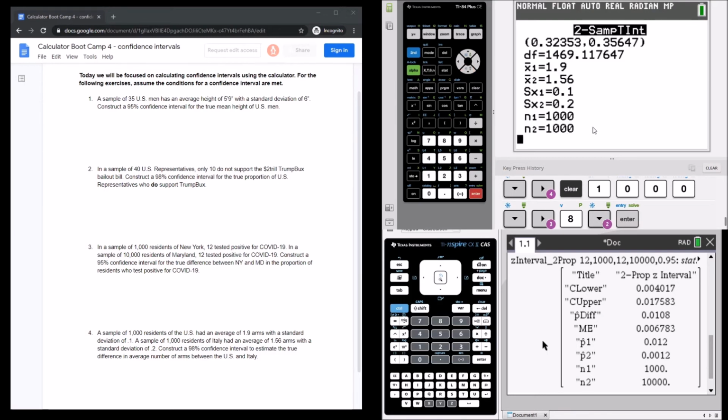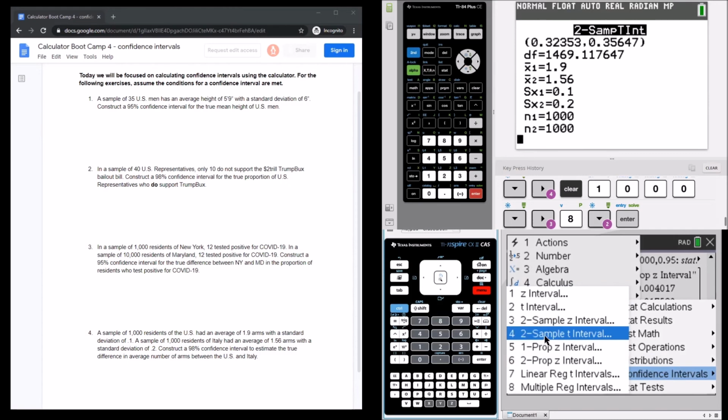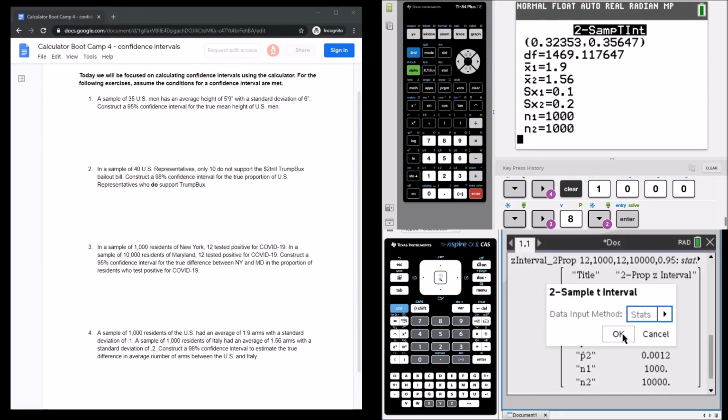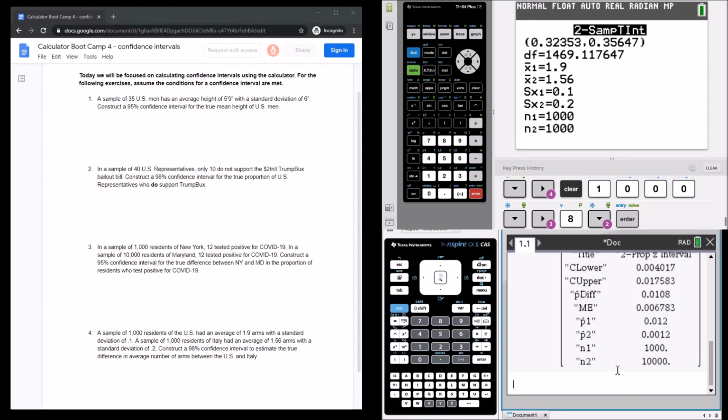Okay, so our confidence interval is up there. That's 0.32 to 0.35 with the degrees of freedom shockingly high, 1,469.1. Let's just repeat the process on the Nspire, and then we'll interpret this result. Statistics, confidence intervals, we have a 2-sample t interval here. We're going to go with stats. Remember, you could put in data, but in this case, we're going to go with the summary statistics. So x bar 1 is the mean in the US, that's 1.9. Standard deviation is 0.1, and our sample size was 1,000. In Italy, we had 1.56, 0.2, 1,000. So it's really just entering those summary statistics as they're given, and our confidence level here was 0.98. Again, we are not going to pool here, and then we hit OK.